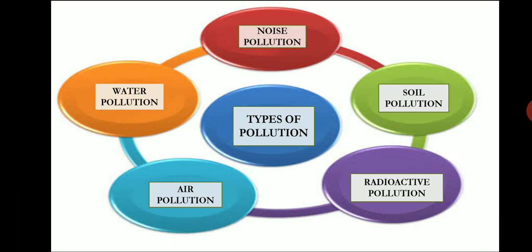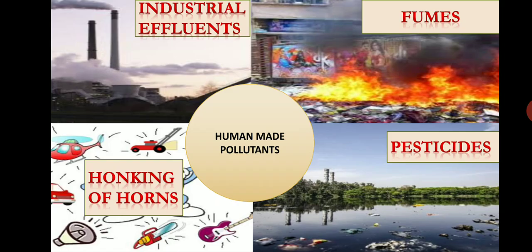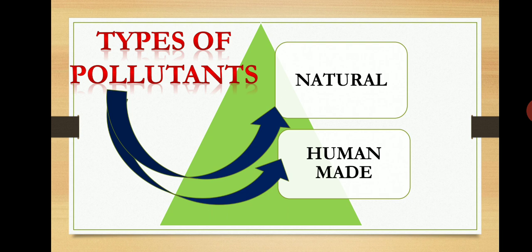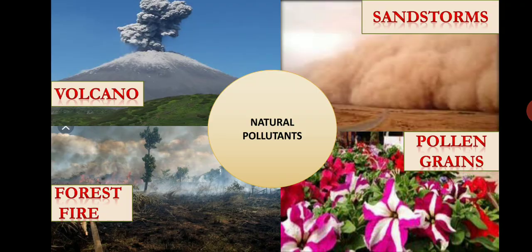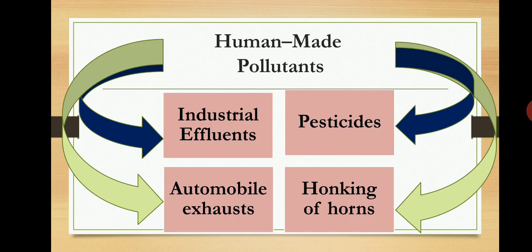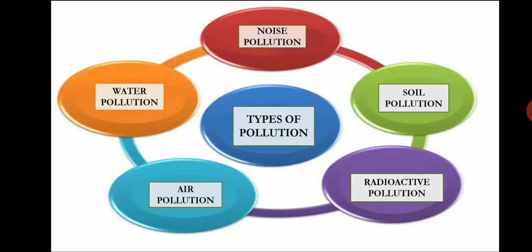Now let's look at the types of pollution. What did we look at right now? We looked at the types of pollutants. Things that cause pollution are called pollutants, or contaminants, and they are natural or human made, okay. Now what are we looking at? We are now going to look at types of pollution.